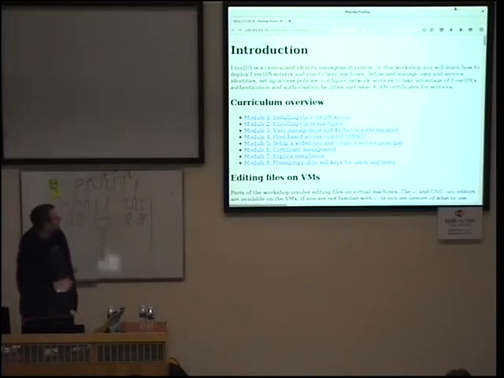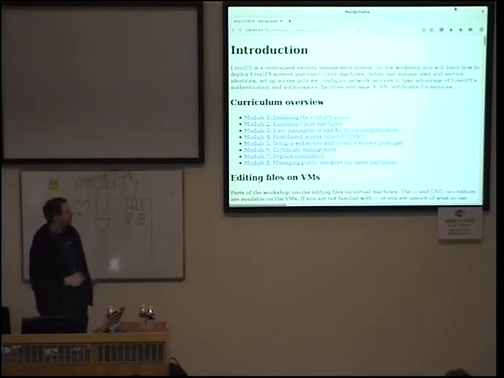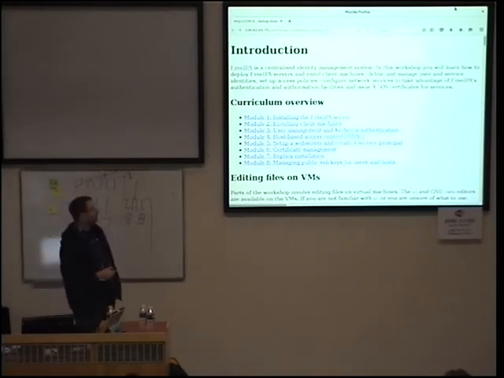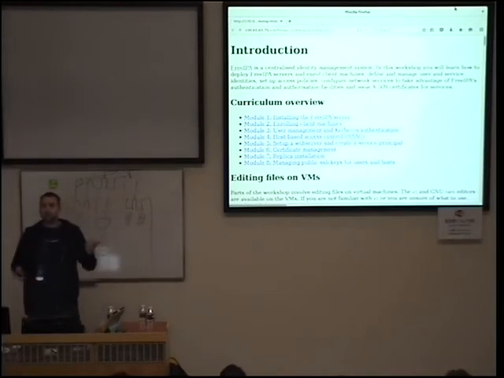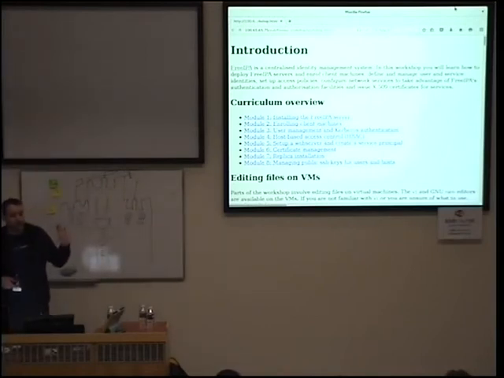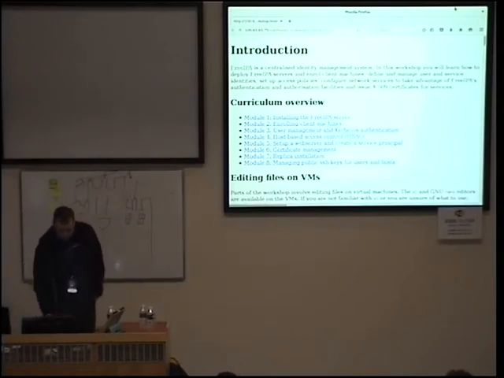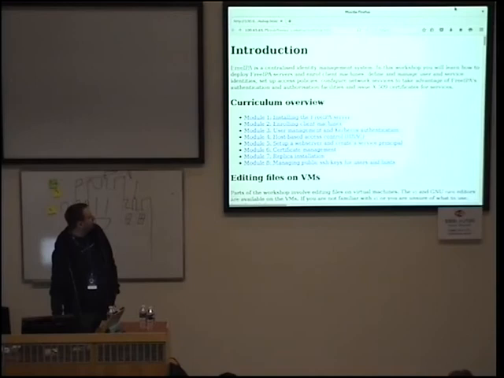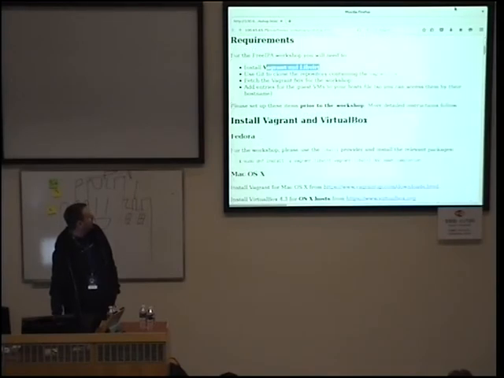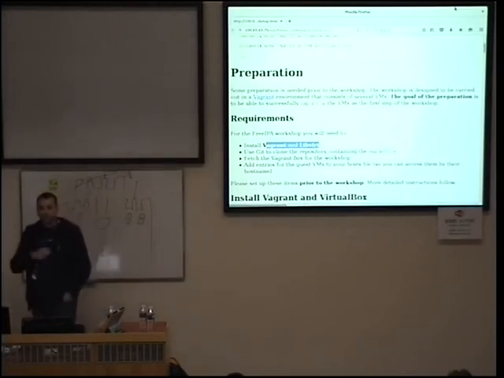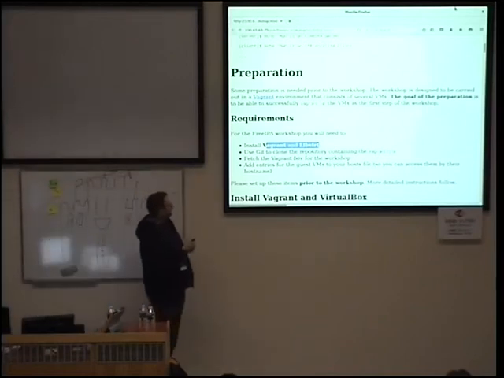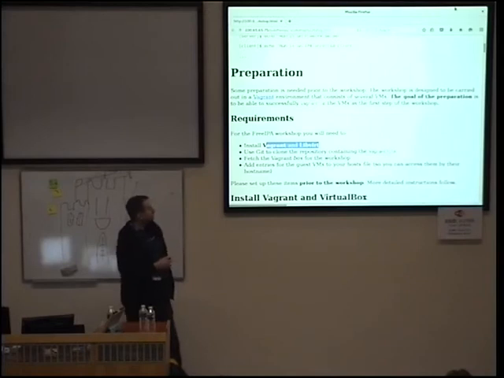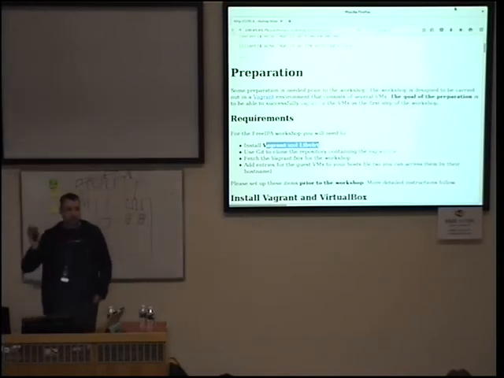As you can see, we have various modules available here. As I said earlier, the first module is about installing the FreeIPA server, and then it continues. Then you're supposed to enroll a client into the IPA domain, do host-based access control, and so on and so forth. But the thing is, this will all only work if you carefully follow all the instructions mentioned here in the preparation section. As I said, the whole workshop is based on Vagrant. Is there anybody here who does not know what Vagrant is? Okay.